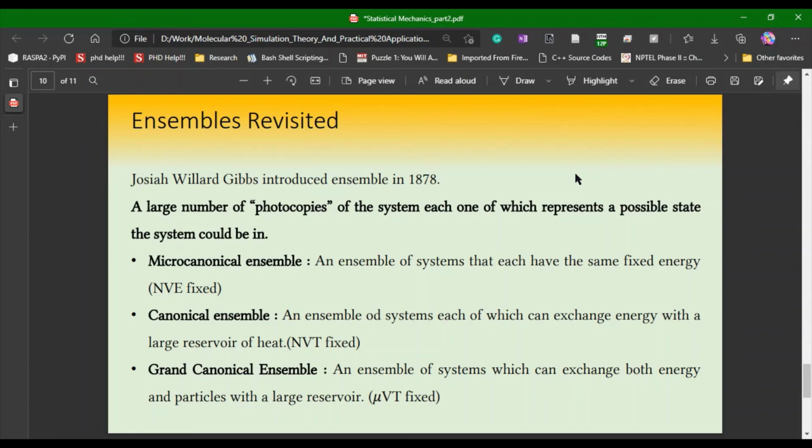And then we have the canonical ensemble, where the temperature of the system is fixed. The system can exchange energy with a large reservoir. So this is described by a constant temperature, constant volume, and constant number of particles. And then we have the grand canonical ensemble, in which the system can exchange both energy and particles with the reservoir. In this case, we have the chemical potential, the volume, and the temperature fixed. We'll talk about the chemical potential in later videos.